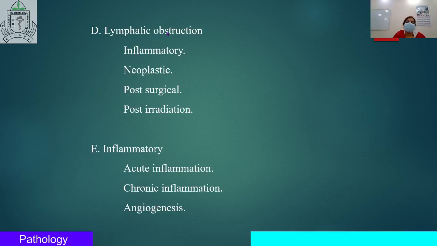Fourth point is lymphatic obstruction. We already discussed it. It may be due to inflammation, may be due to neoplastic, post-surgical or post-irradiation. And another is inflammatory. It may be acute inflammation or chronic inflammation or angiogenesis. Angiogenesis means generation of new blood vessels.